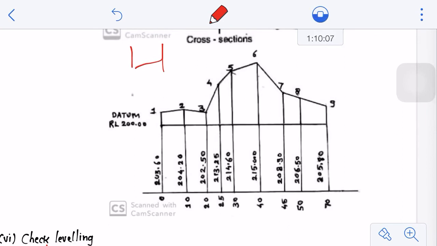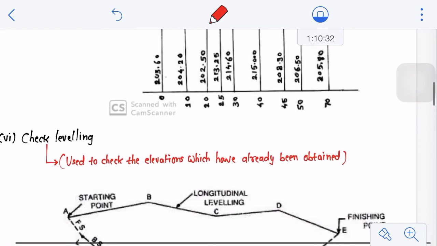So this is 1, 2, 3, 4, 5, 6. They are the points where you have kept your staff, and you have computed the RLs of these points, and now you have plotted the profile, and your profile looks like this. When you want to make this profile a level, uniform one, you can understand how much is to be cut and what should be the quantity of your excavation and filling, right? That's how cross section leveling is to be carried out.